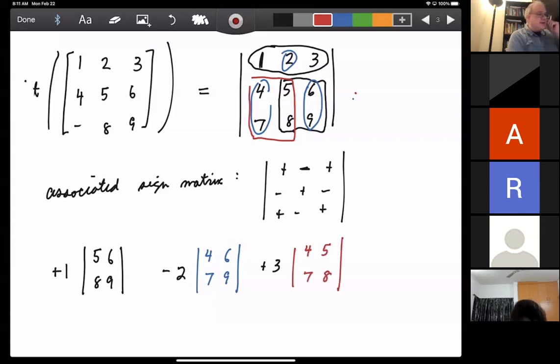And the point of doing this is that our 3 by 3 determinant, we can now compute as a number of 2 by 2 determinants. Okay, and in the same way, if we had to compute the determinant of a 10 by 10 matrix, we could pick a row or column of that matrix and reduce to the problem of 10 9 by 9 determinants.